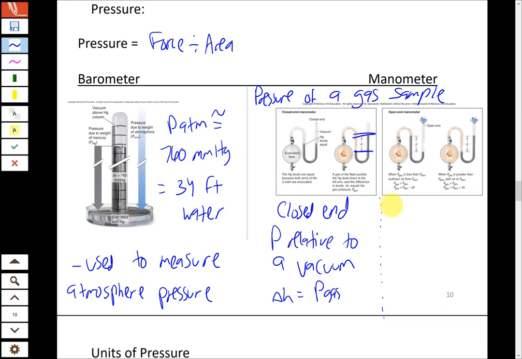In an open-end manometer, which is shown over here, the design is similar, and the picture may not make this obvious, but the key difference is that this side of the tube, the one that's away from the gas, is totally open now, so the atmosphere is pushing down on that side. And so in this case, what you're measuring is the pressure relative to the atmospheric pressure.